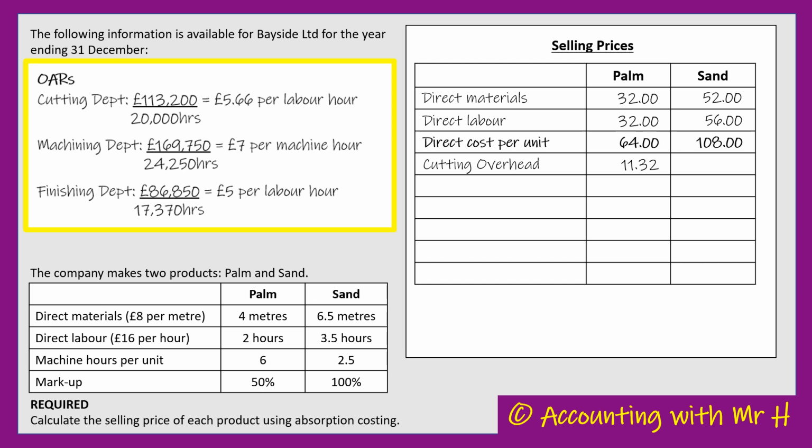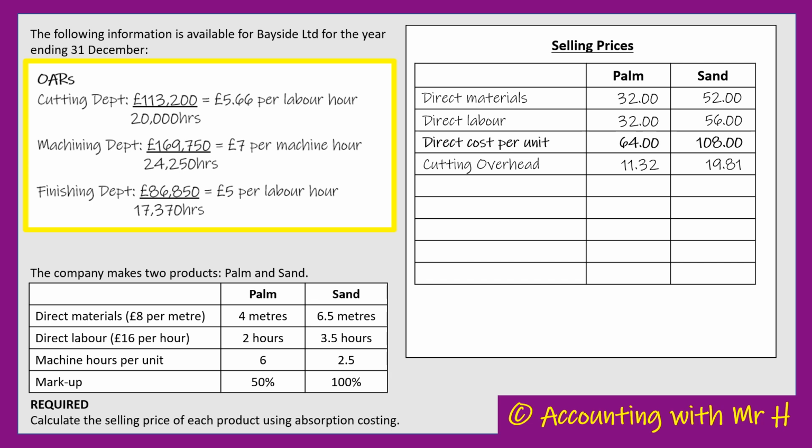Then do the same for the sand, but the sand takes 3.5 labour hours, it says in the table at the bottom. So 3.5 hours times £5.66 gets me to £19.81. And then I'm just going to do the same for the others.